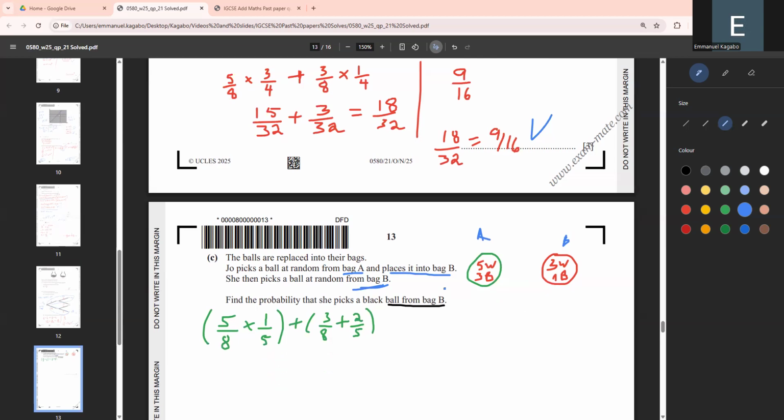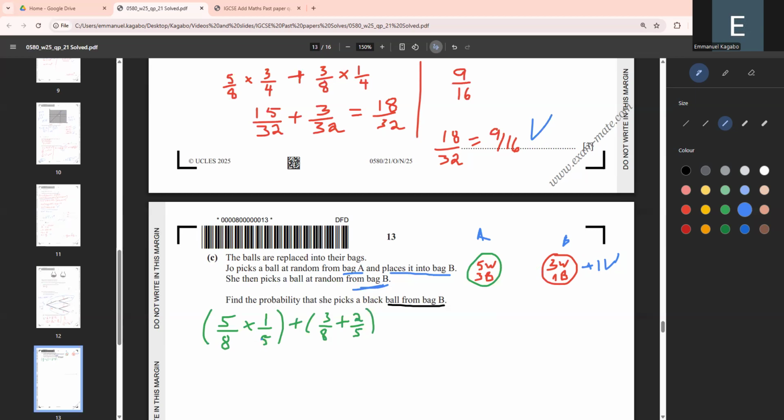Now, let me assume he picked first white ball from here. So what's the probability of picking white ball? It will be 5 over 8 because the total is 8. Now, if we pick white ball in bag A, that means that ball is placed in here. There were 3, 1. But we are adding 1 white ball. So how many do you have in total? They're going to be 5. But how many black balls are you going to have? It will be 1. So it will be 1 over 5.